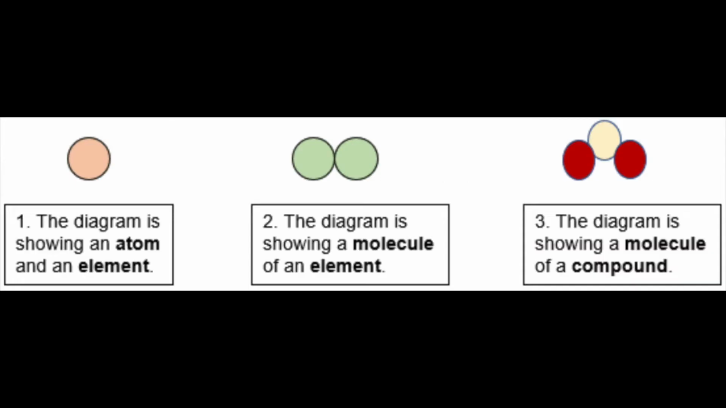So we look here, we have the first one. The diagram is showing an atom and an element. The second one is showing a molecule of an element because they're both the same. And then the third one is a diagram of a molecule of a compound. As long as you can identify when it's a compound and when it's simply an element, you're fine.